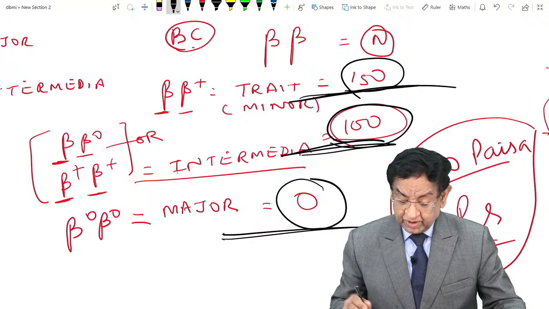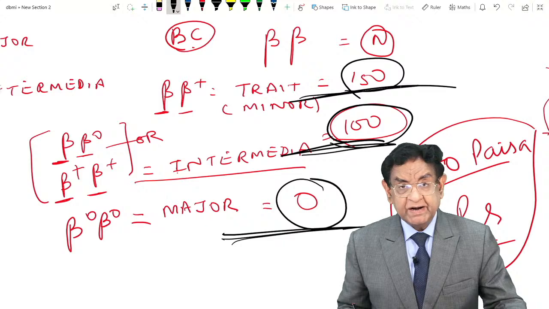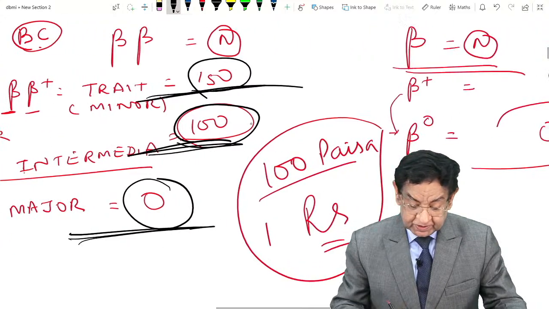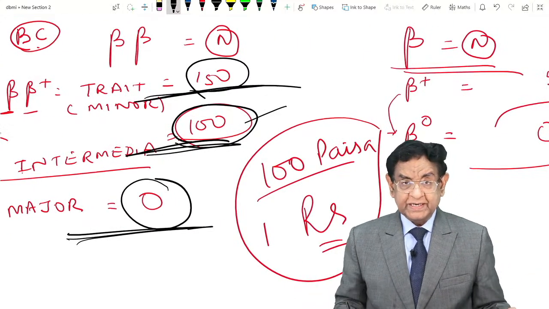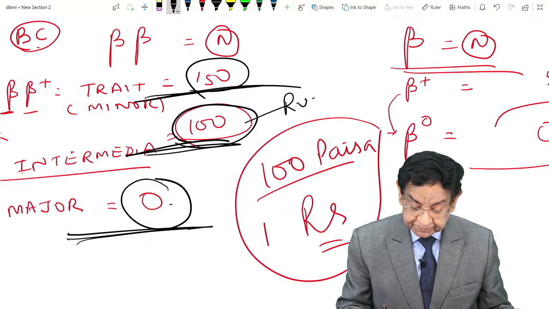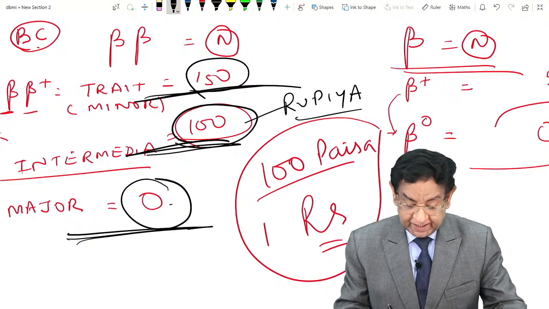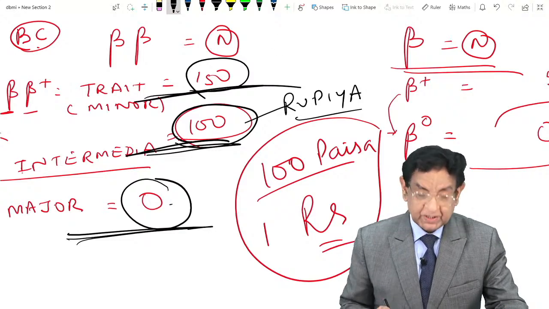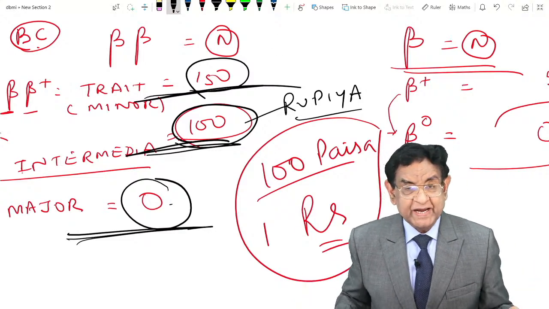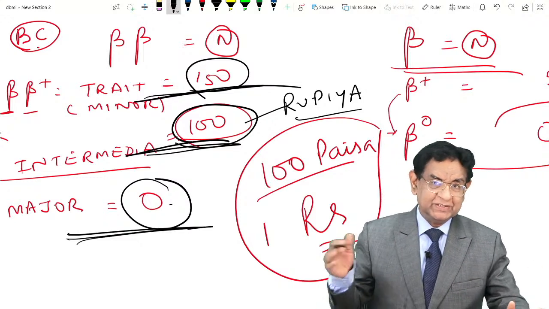Okay, so we can say 0, 100 and 150. So for those who know Hindi or Indian language, 0, this is rupiah. Rupiah is for 1 rupee. And this is dead rupiah, what we call as dead rupiah. So again, we can have a nursery rhyme for you. If you have to describe beta thalassemia, you can sing a song.